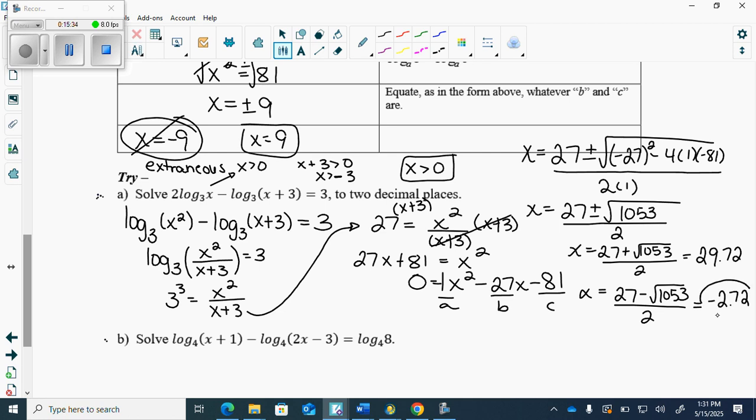Except it has to be greater than 0, right? This is extraneous. That's good. Small.